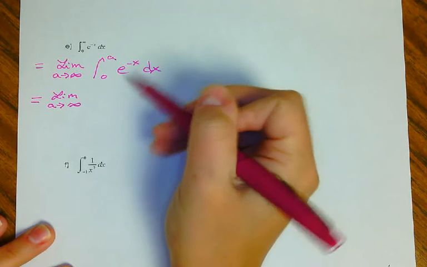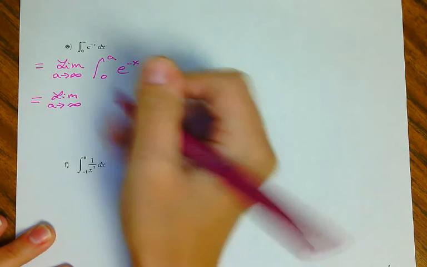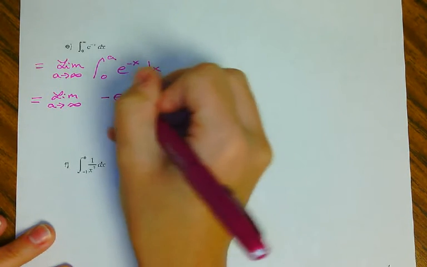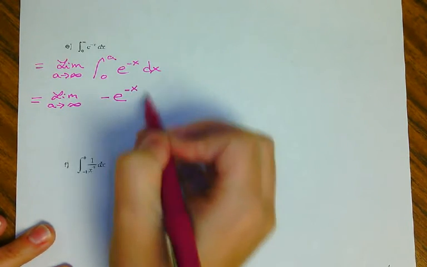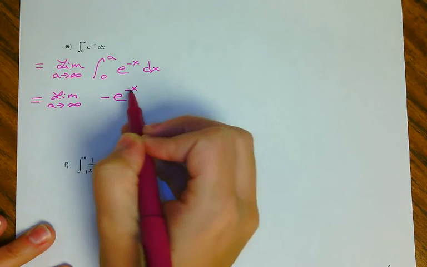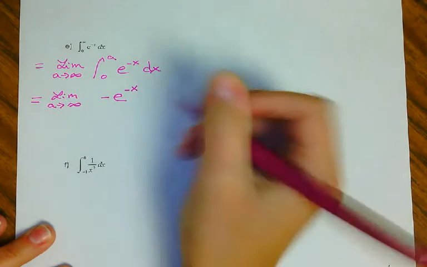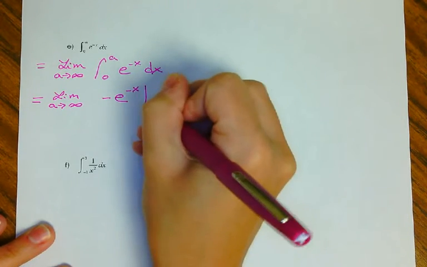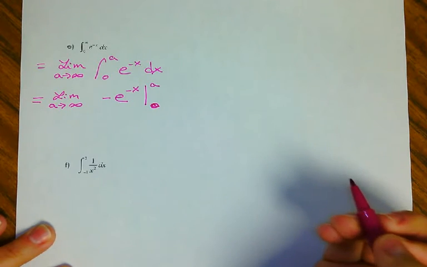But I can integrate e to the negative x. If you need to do a u substitution, you can, okay? But hopefully now you can see that's just going to be negative e to the negative x. If you're not sure, think about this. Take the derivative. Recopy this times the derivative of the exponent. That'd take you back to a positive there. And we're going to evaluate that from 0 to a. Okay, sorry, that's a 0.